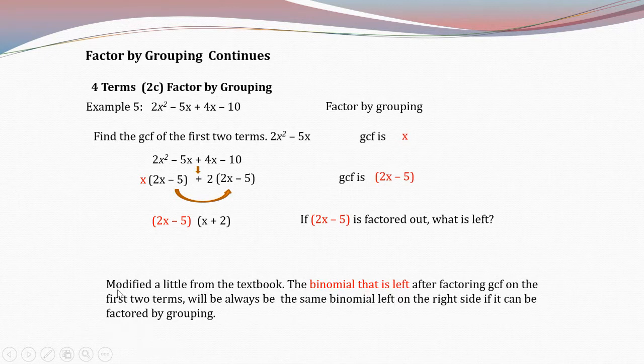Okay, I put here on the bottom, I modified a little from the textbook. The binomial that is left after factoring out the GCF on the first two terms will always be the same binomial on the right side, if it can be factored by grouping. This is what I mentioned earlier. What was left right after you factor out the GCF, which was x, you'll always put also on the right, because this will always be true if it can be factored by grouping.